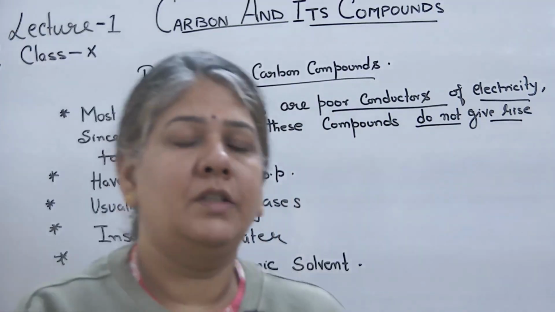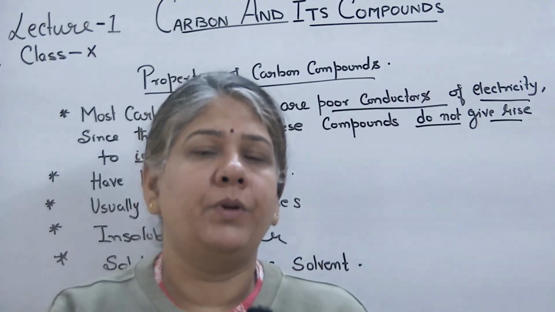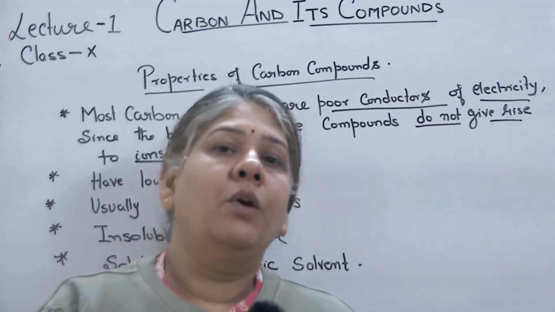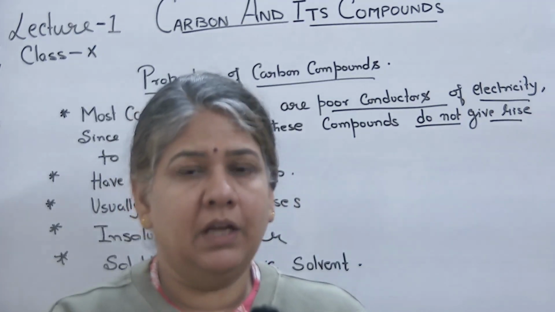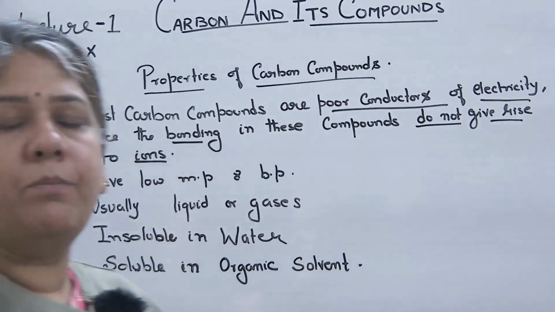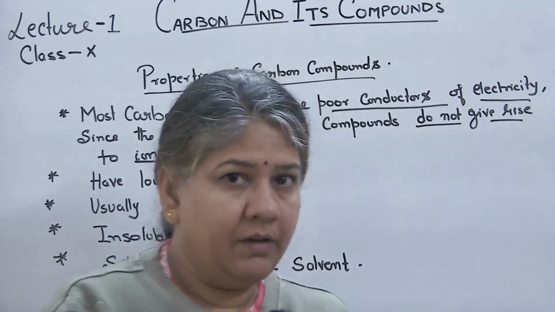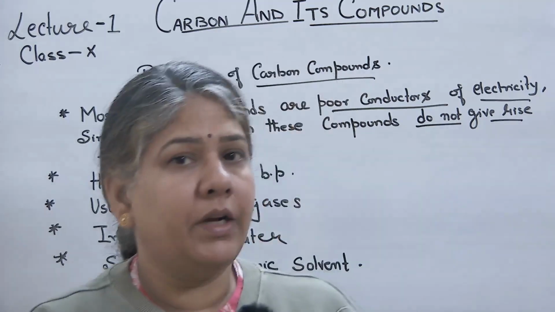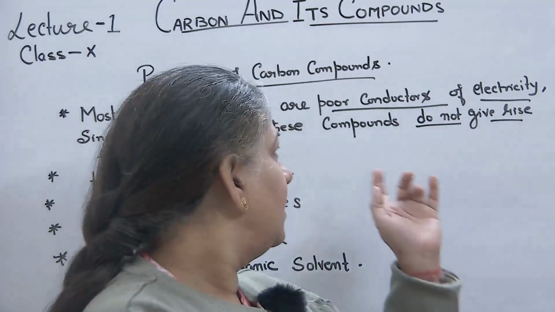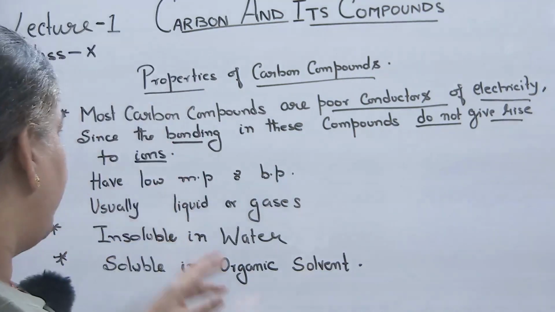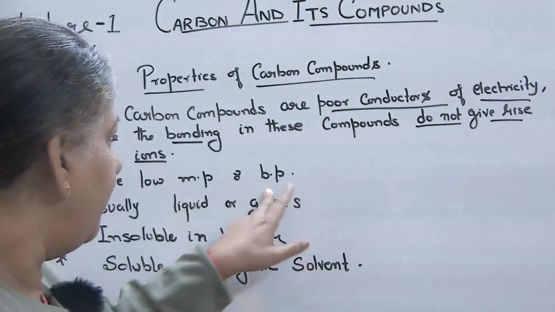So first we will see a few of the properties of carbon compounds. Then we will study in detail why they show such properties. So let's see. Most carbon compounds are poor conductors of electricity. If something is a poor conductor, that means there are no ions to conduct electricity. So these compounds do not give rise to ions. They have low melting point and boiling point.